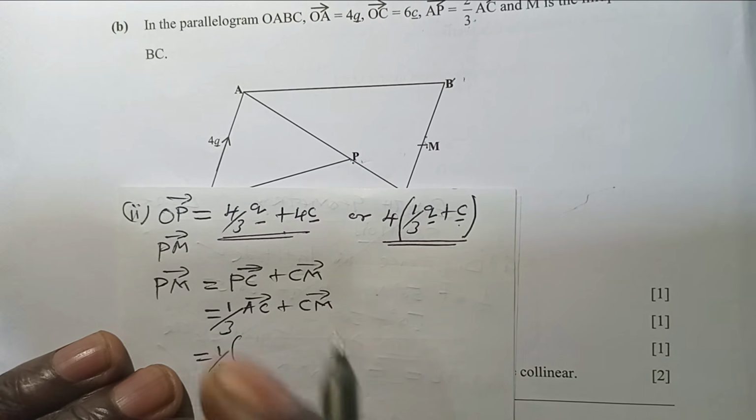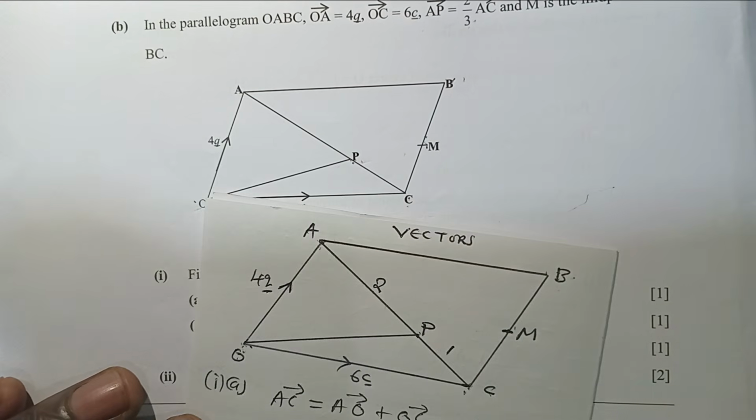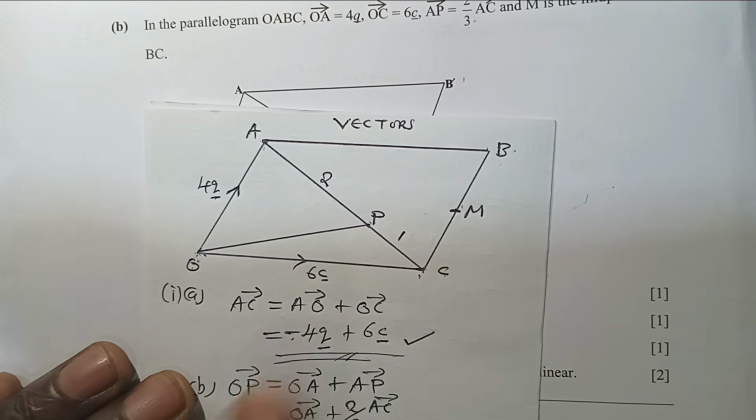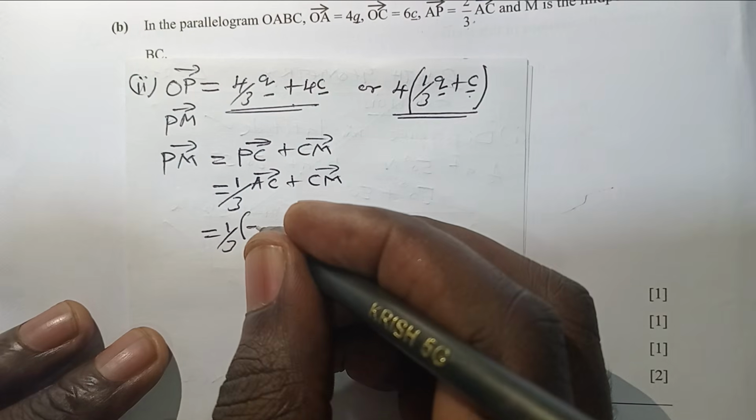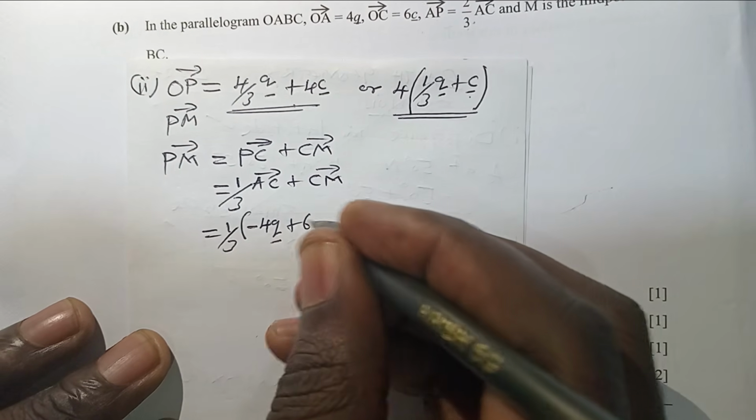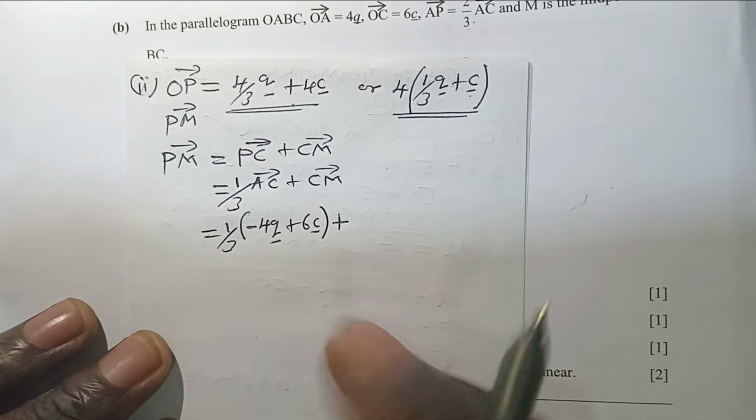For AC, let's get what we have for AC. Remember, we've already done the calculation for AC, and this is what we obtained. So we're going to get that and substitute into what we have here. So for AC, we have negative 4Q under bar plus 6C under bar, close, then plus CM.